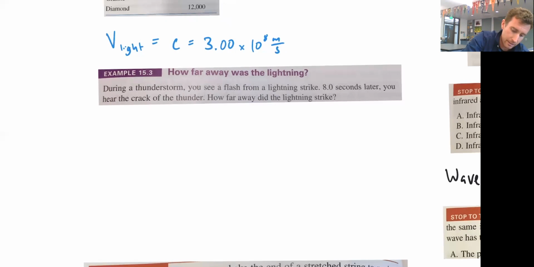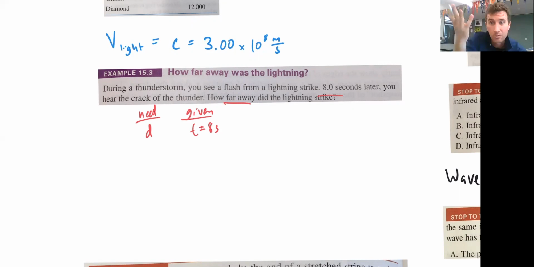Let's start with needs and givens, old school. I need how far away, that is a distance. I am given 8 seconds, so a time is 8 seconds. And then I also know it's thunder, so that's a sound, and it's moving through air. And I'm going to assume the air is room temperature, 20 degrees. So I know that the speed of sound is 343 meters per second.